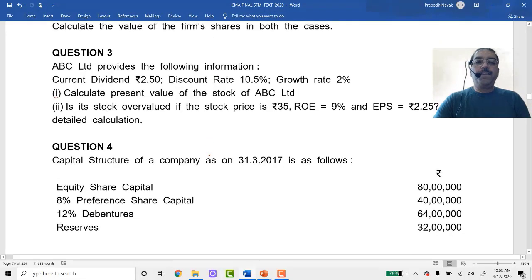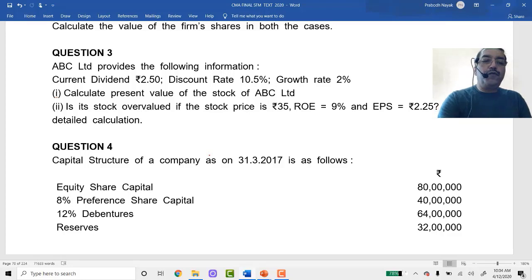Question 3 says, ABC Limited provides the following information. Current dividend is 2.50. So what is 2.50? It is D0. Discounting rate is 10.5%. What is 10.5%? That is KE. Growth rate is 2%, G. Calculate present value of stock of ABC Limited. Is its stock overvalued? If the stock price is 35 rupees, returns on equity is 9% and EPS is 2.25. Show the detailed calculation.